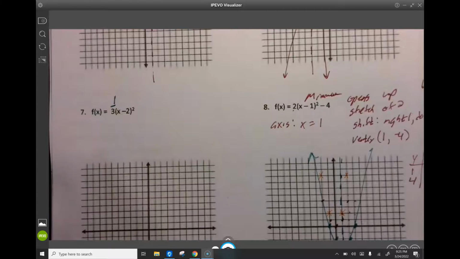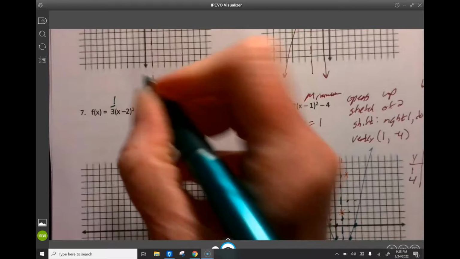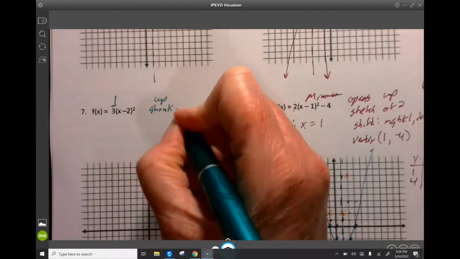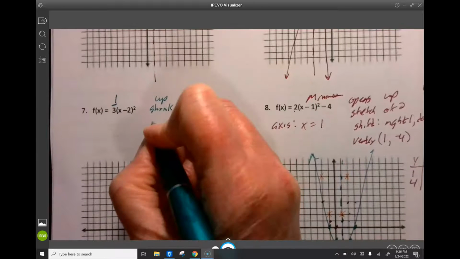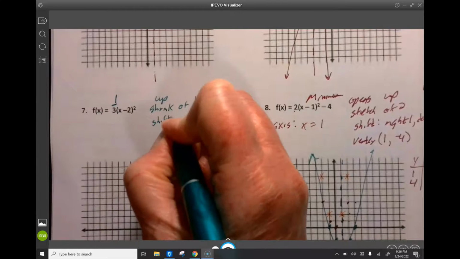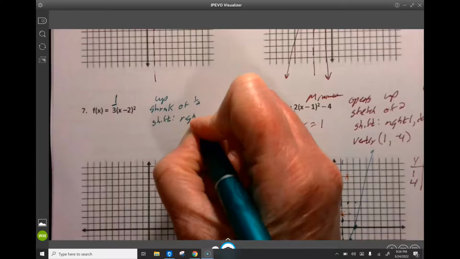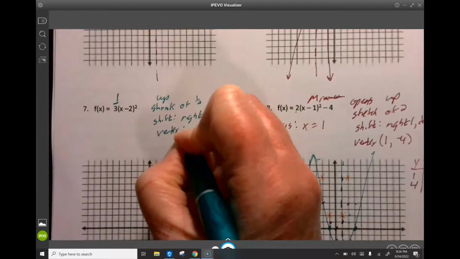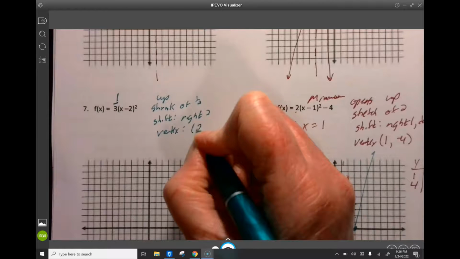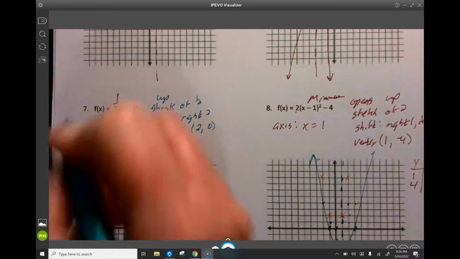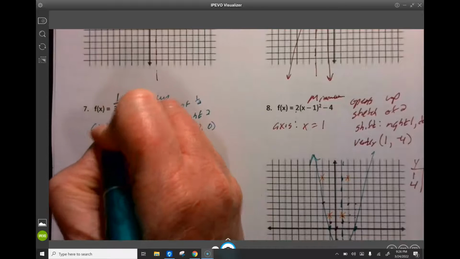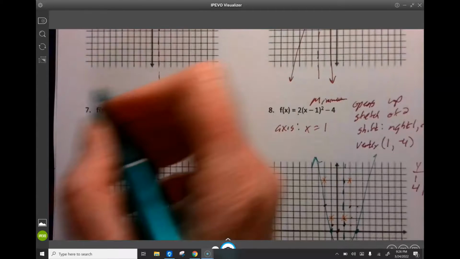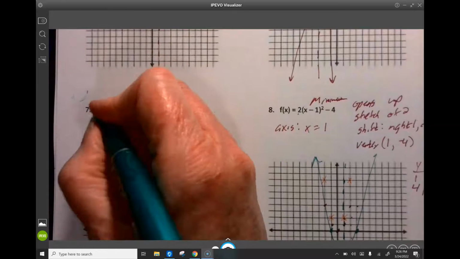Ready? Okay, it opens up. It's going to be a shrink of 1/3. There is a shift of right 2. So my vertex is going to be 2, 0. Therefore, my axis of symmetry is going to be x equals 2. It opens up, so that means this is a minimum.